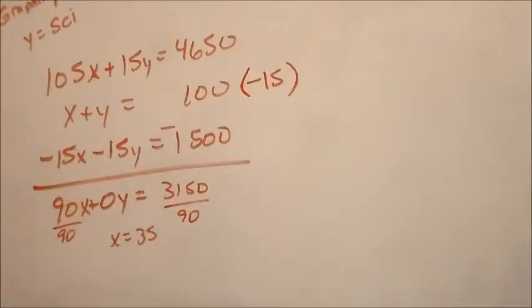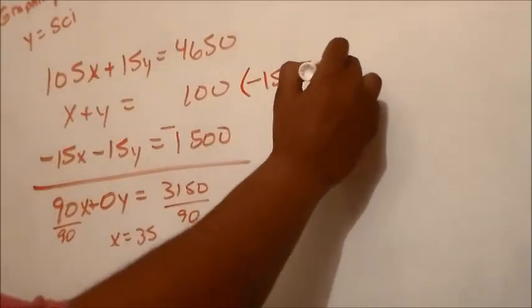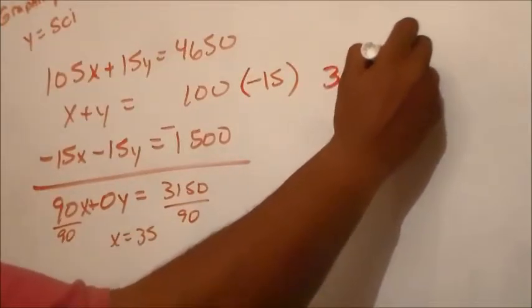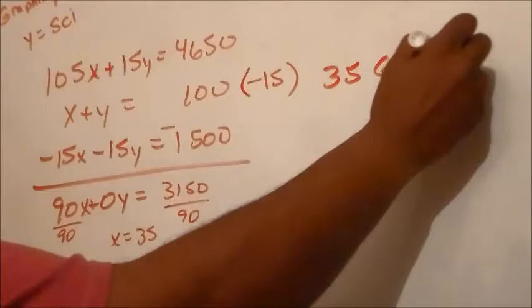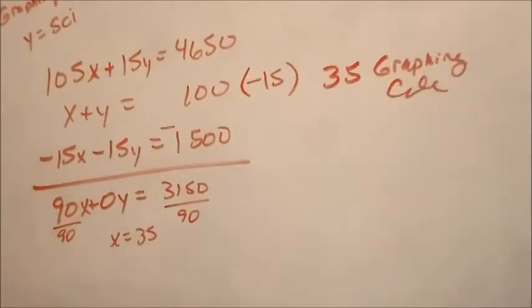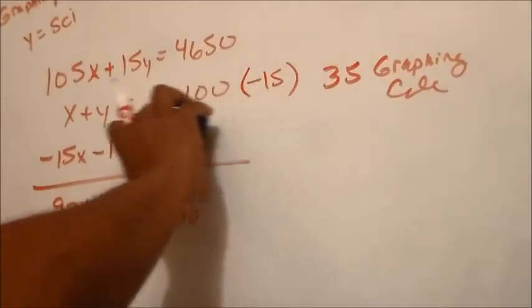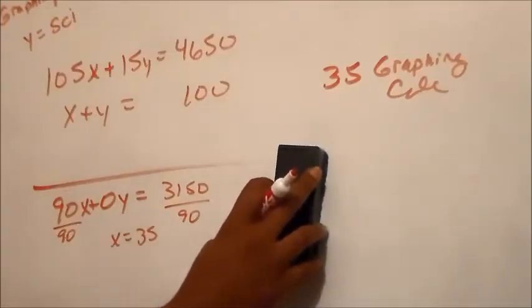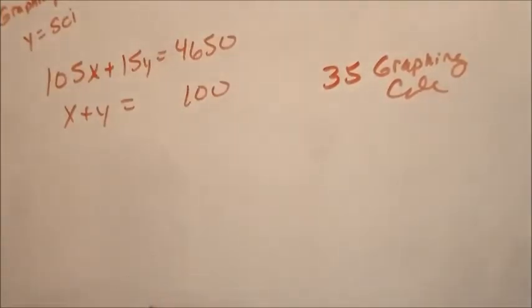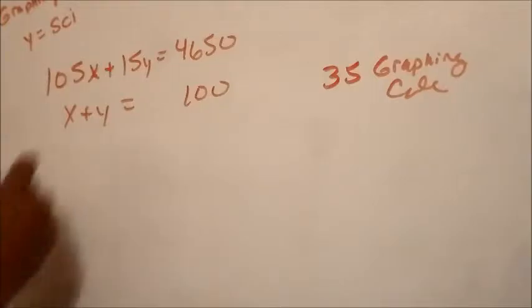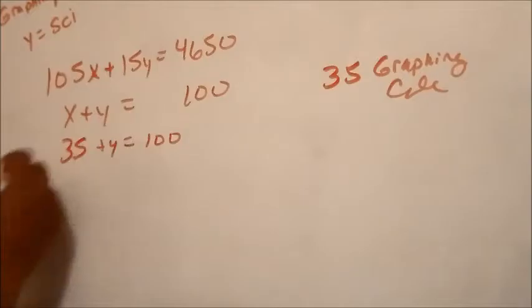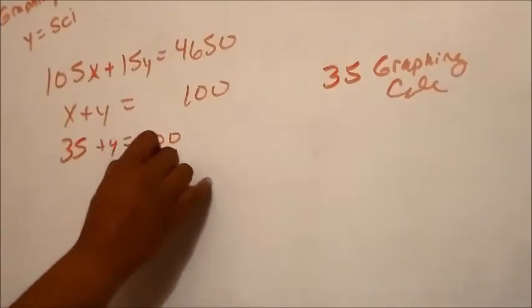So I have 35 graphing calculators. Now I can forget about the manipulated equation, because we just used it to find what x was. So 35 graphing plus y equals 100. We subtract 35 from both sides.